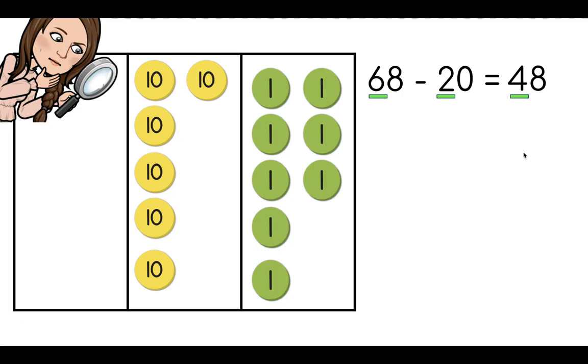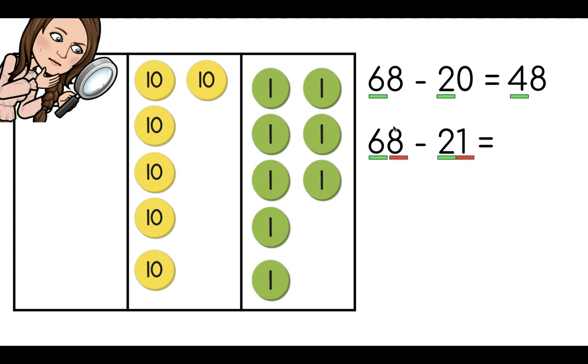Let's remove two groups of 10 and check to see if this is correct. 4 tens, 8 ones, 48. Let's reset. We're back to 68. This time I want to subtract 21. I can still subtract the groups of 10. I have 6 tens to begin with, and I'm going to subtract 2. I know I'm still going to have 4 groups of 10.